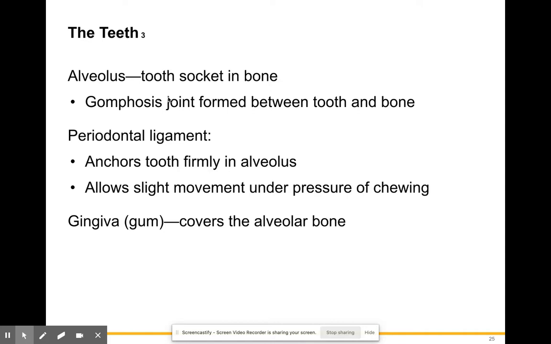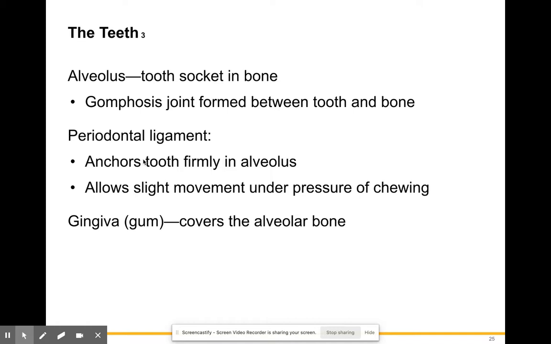Remember that the hip joint is the connection between the acetabulum of the pelvis and the head of the femur, right? They come together to form the hip joint. So a tooth and an alveolus form a joint called a gomphosis.